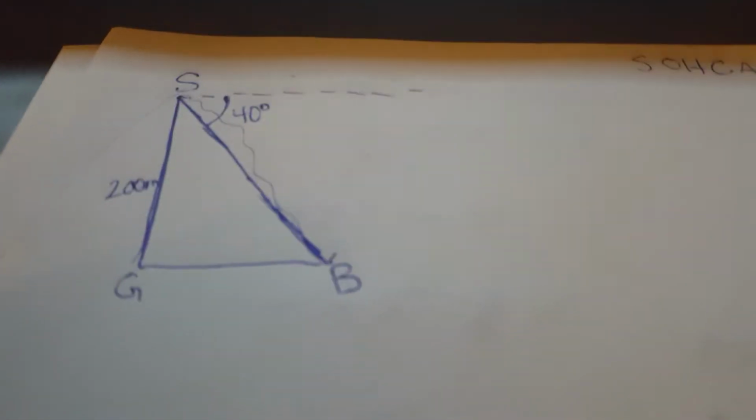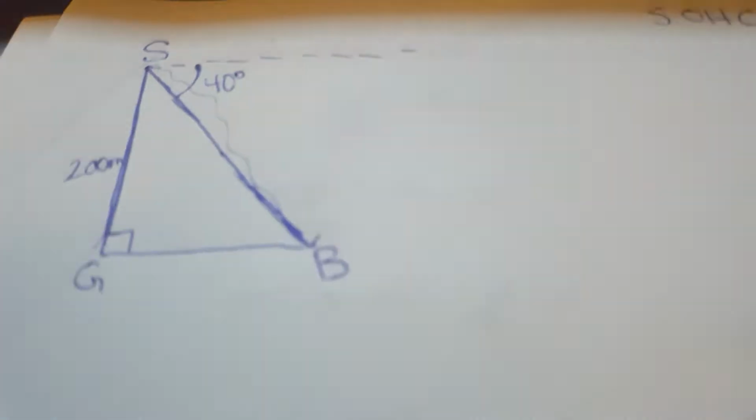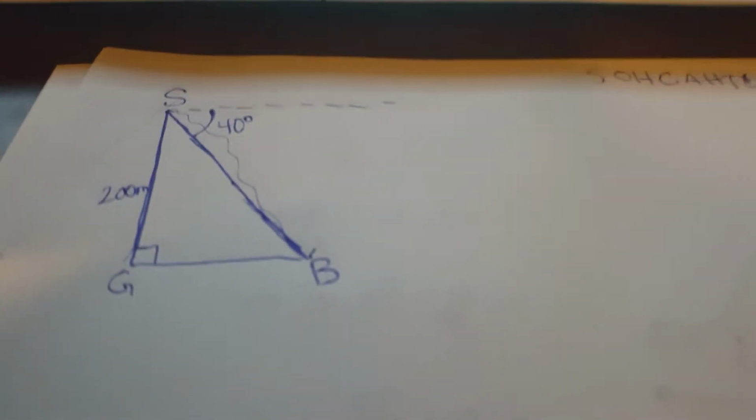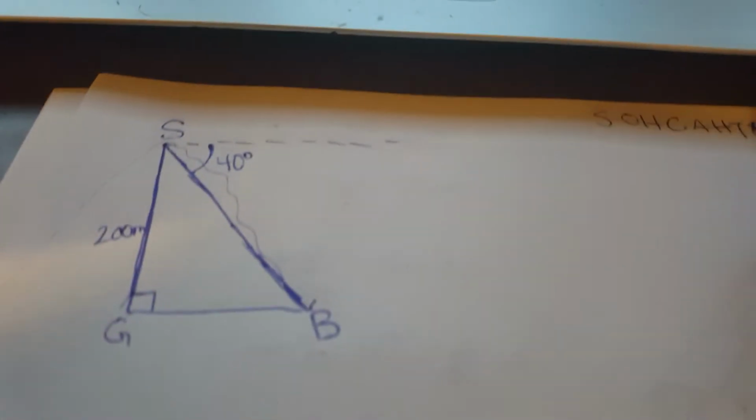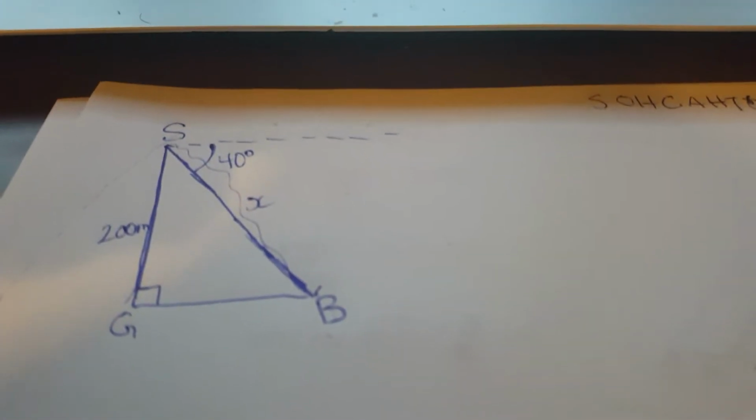Okay, so what are they asking me to find? First of all, you can assume that's a right angle. They're saying how far is the walk from the top of the hill to the base. So in other words, find this. Find the length of that side. So I'm going to mark that off as X. I'm trying to find that side.